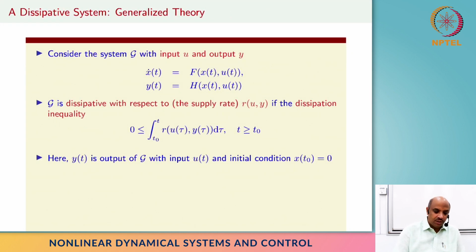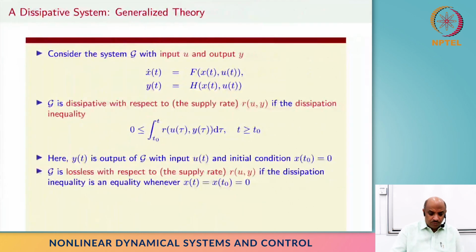The only difference is basically this inequality that we see here, integral t 0 to t of r of u comma y should be non-negative for all time. But the solution is going to start with a zero initial condition. So intuitively, if you start with zero energy, what will happen to this particular system? Basically, all the external supply is going to be accumulated into the system, and that's going to be greater than or equal to zero is what it's saying, right?